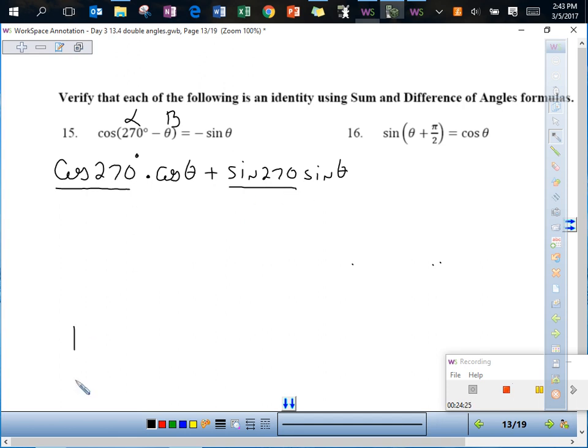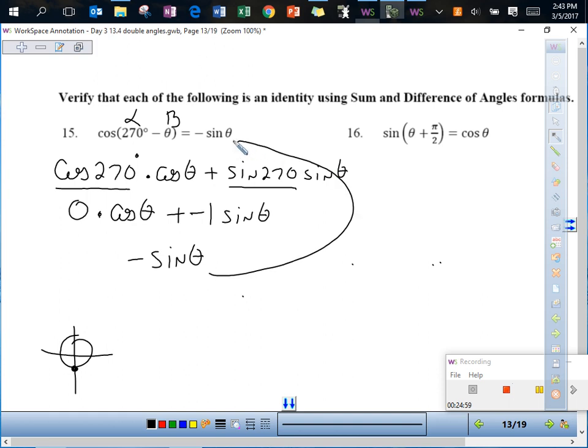If you don't want to use your calculator, here's what I'm going to do. On the unit circle, right there, cosine is the x value. The x value there is 0. So cosine of 270 is 0. You could also do cosine 270 in your calculator. So I got 0 times cosine of theta plus sine of 270, which is negative 1, times sine of theta. Ending answer, the opposite of sine theta, which is what I wanted to prove.